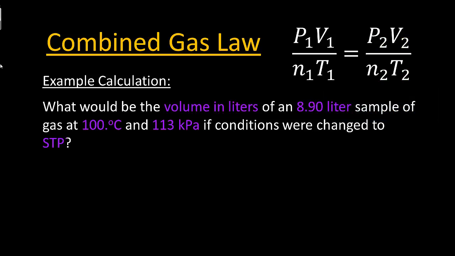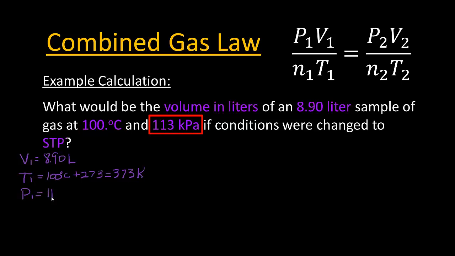So let's write down our data. Here we've got 8.9 liter sample, and that is our initial volume. And it's at 100 degrees C, so that is our initial temperature. And remember, all of our gas laws have to be in Kelvin, so we might as well go ahead and convert that Celsius into Kelvin, which is just 373 Kelvin. And our initial pressure is 113 kilopascals.